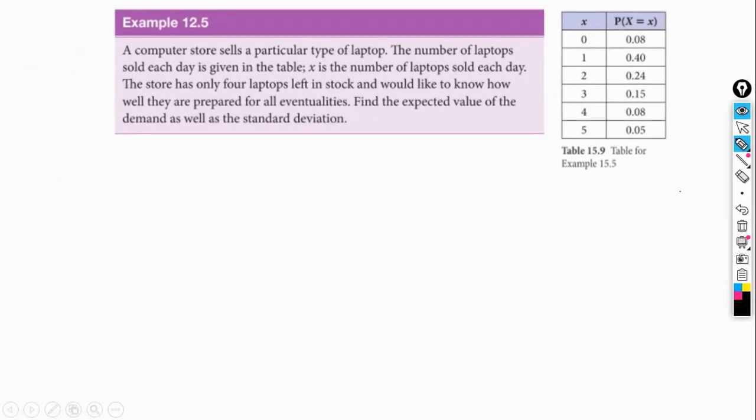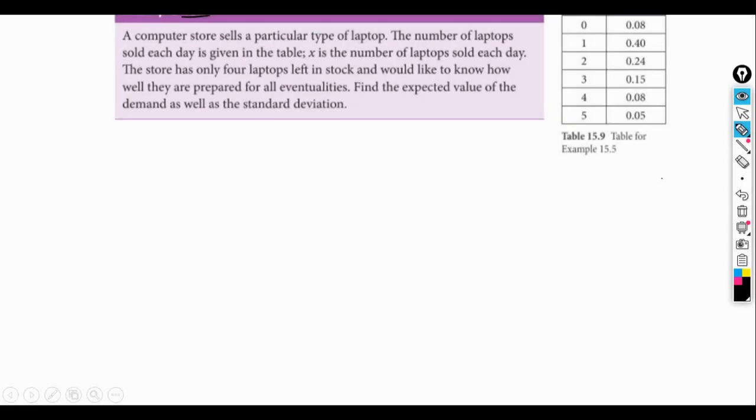So now we're going to do example 12.5, which is the last one on this video. And it says a computer store sells a particular type of laptop. The number of laptops sold each day is given in the table. X is the number of laptops sold each day. The store has only 4 laptops left in stock and would like to know how well they are prepared for all eventualities. Find the expected value of the demand as well as the standard deviation. So notice that here we have the table, right? Okay, so they want the expected value of the demand and they want also the standard deviation.